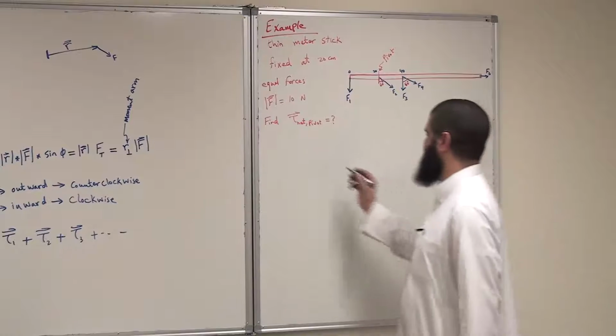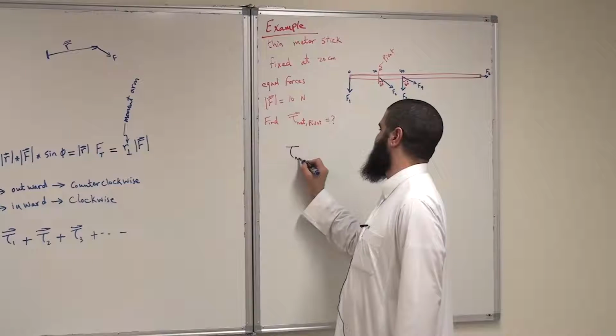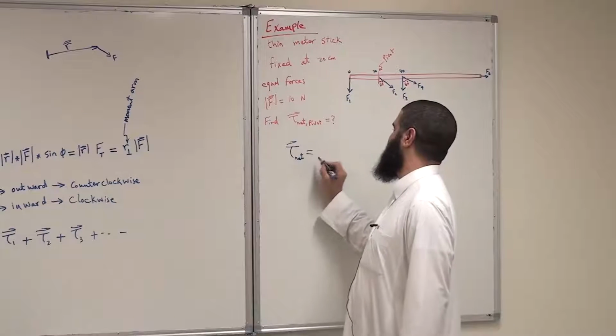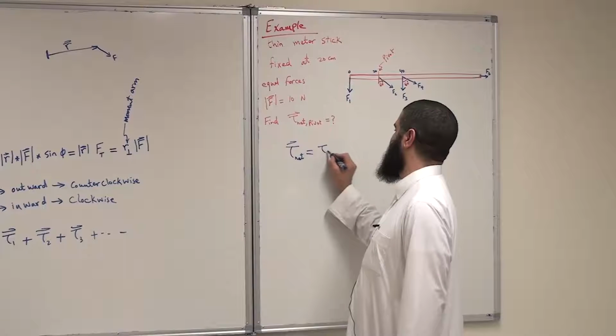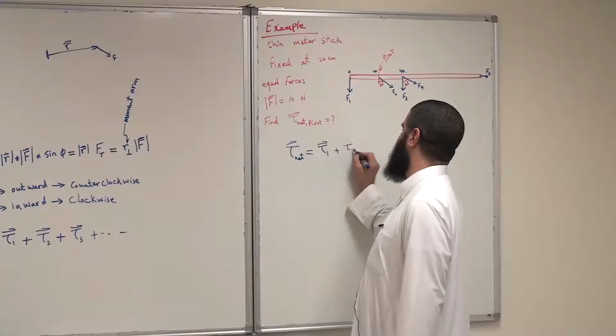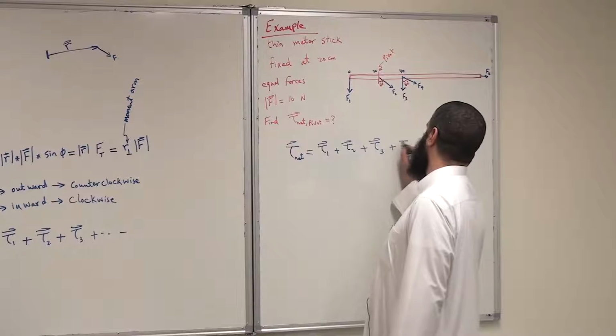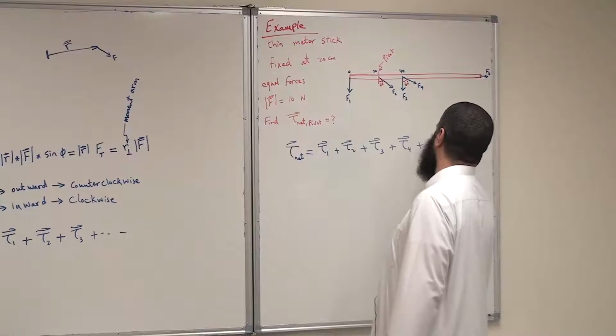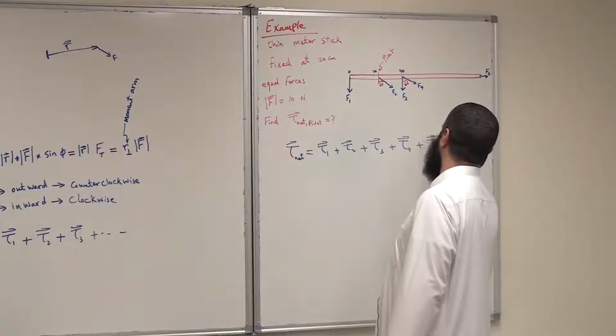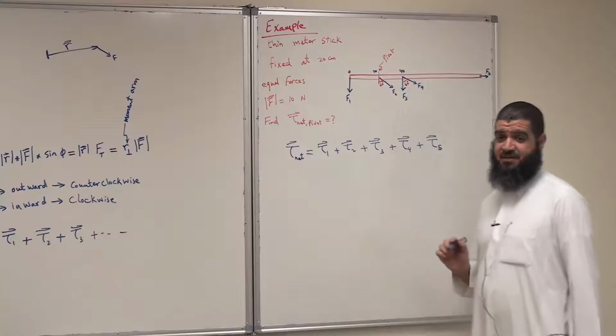As you can see, the net torque will be the vector sum: torque of force number 1, plus torque of force number 2, plus torque of force number 3, number 4, and number 5. And be careful, all of these are vectors.